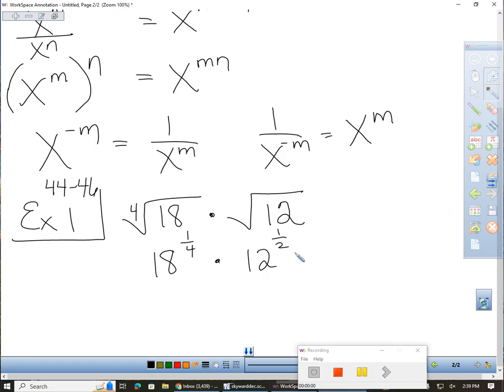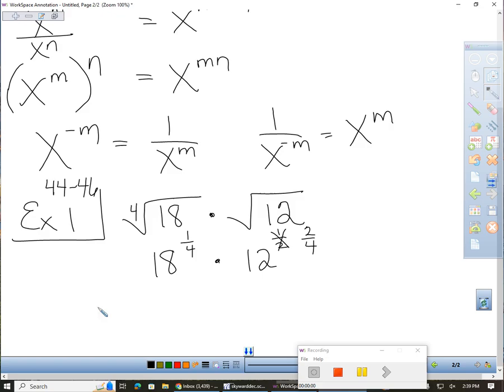Well, they're not the same right now, right? But I want to be able to put these together. So I need that one to be the same radical, which means I need a 4 on the bottom. So we're going to make this 2 over 4.